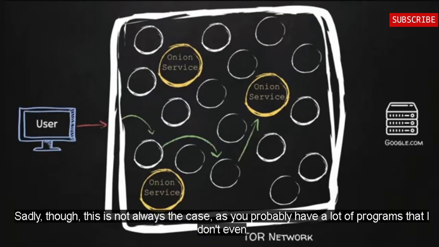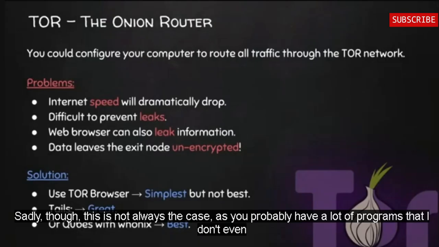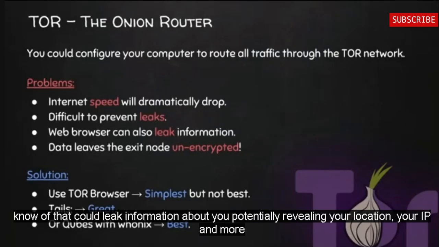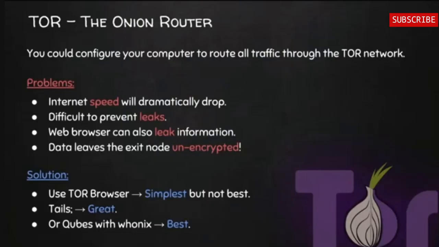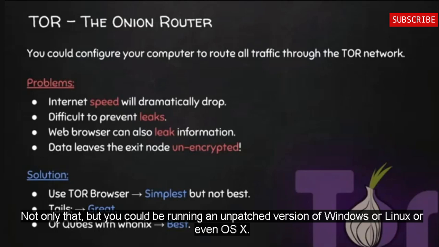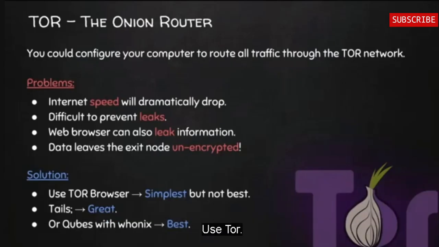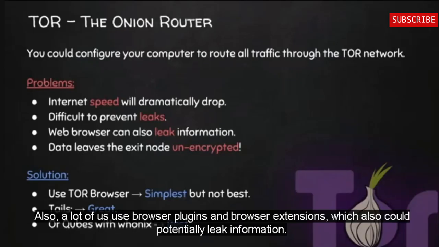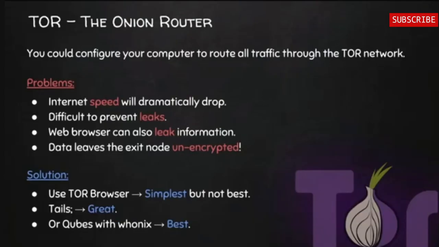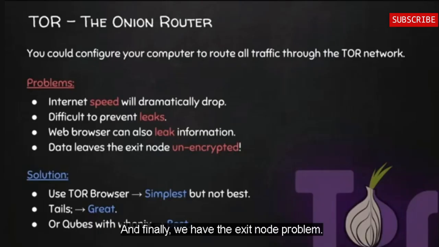Sadly, though, this is not always the case, as you probably have a lot of programs that I don't even know of that could leak information about you, potentially revealing your location, your IP, and more information. Not only that, but you could be running an unpatched version of Windows or Linux or even OS X. Also, your browser could leak information about you, even if you think you properly configured it to use Tor. Also, a lot of us use browser plugins and browser extensions, which also could potentially leak information. And finally, we have the exit node problem.